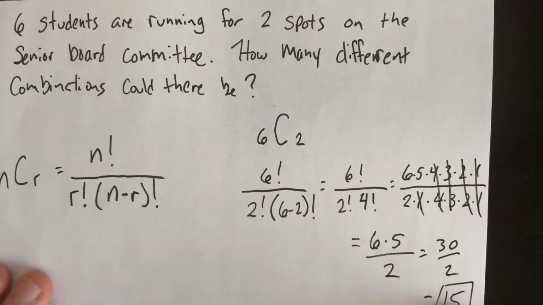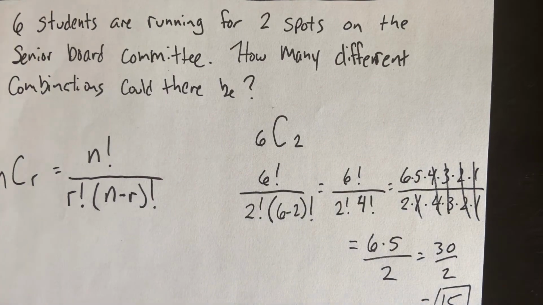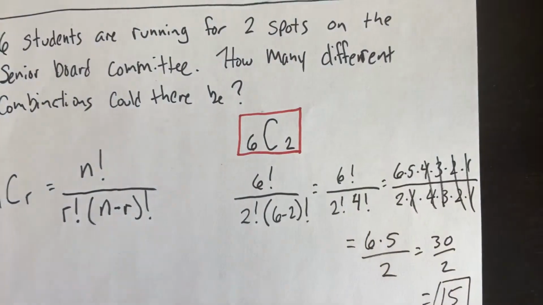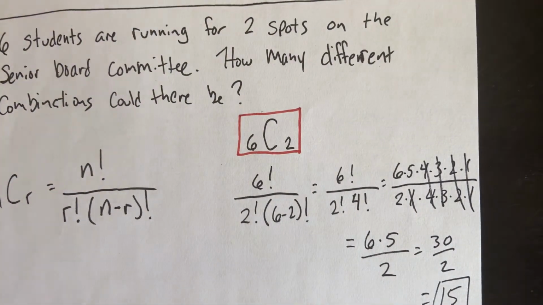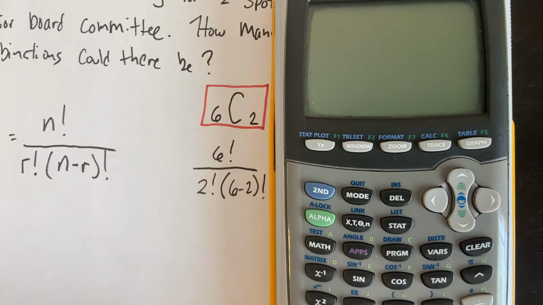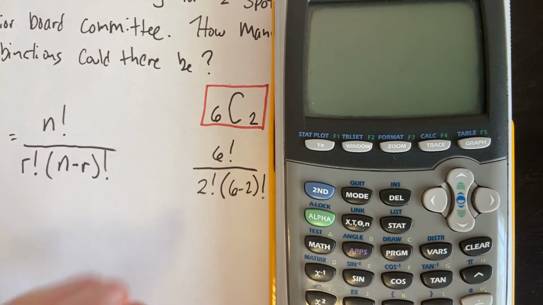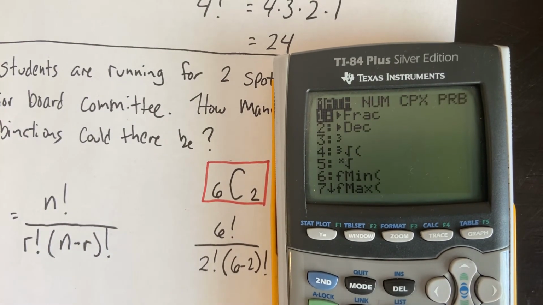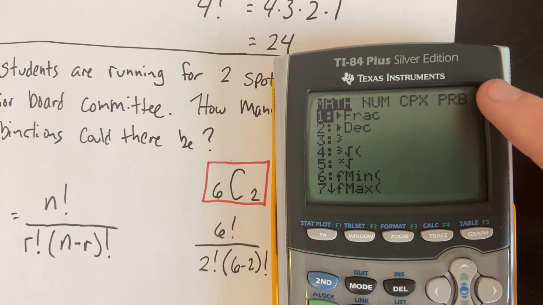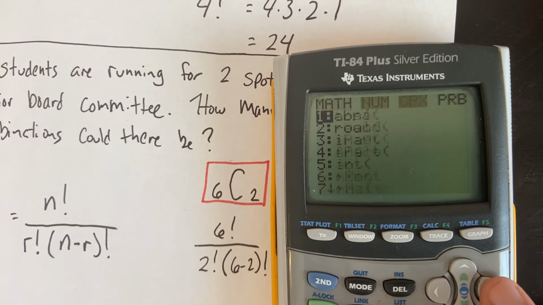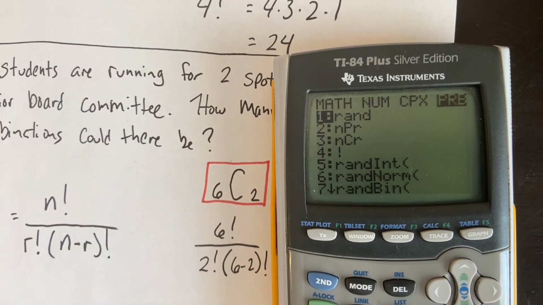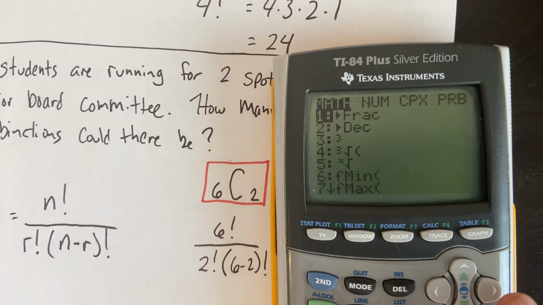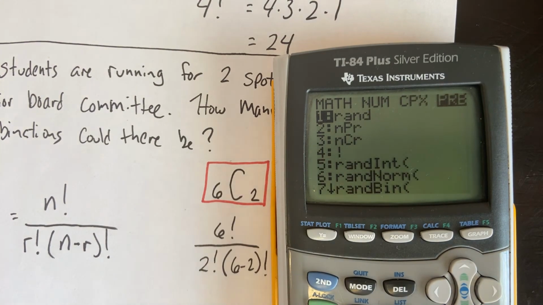So again, calculator hack. Here is the setup: you have 6 people for 2 spots. Let's get to our calculator. Turn the calculator on. Press the math menu, and on the far right tab we see PRB for probability. Let's get to that tab. We just need to get to it. So math, probability.